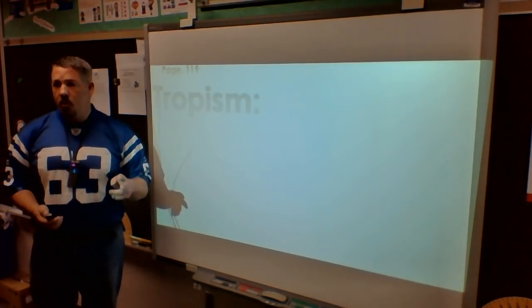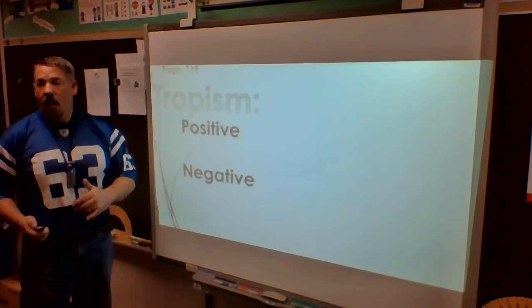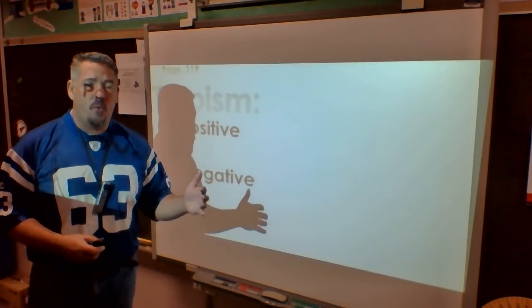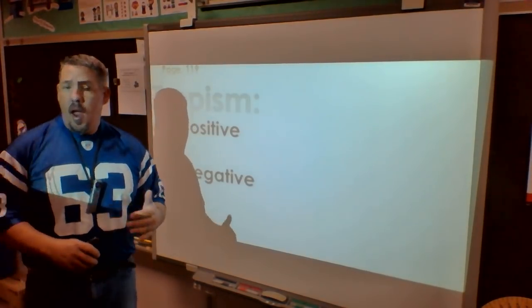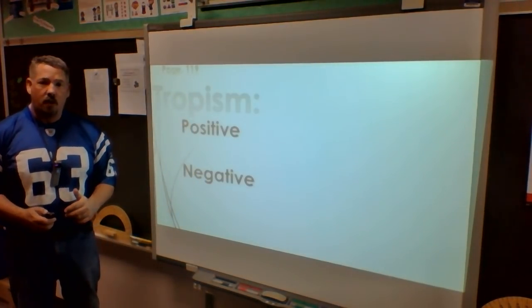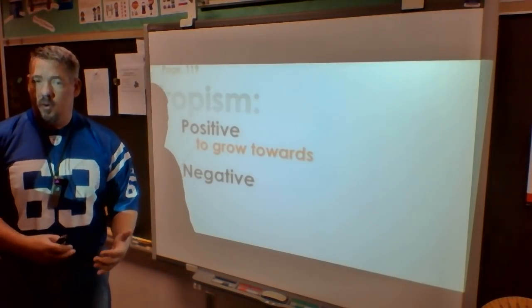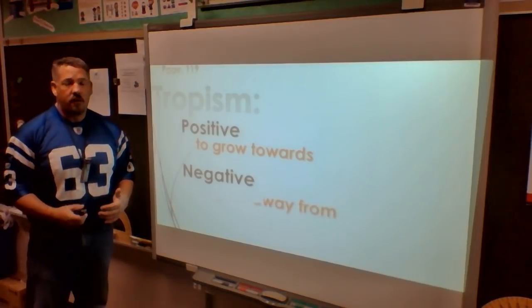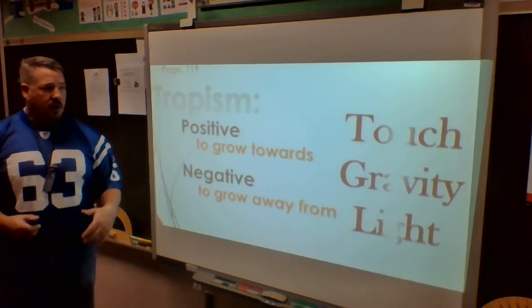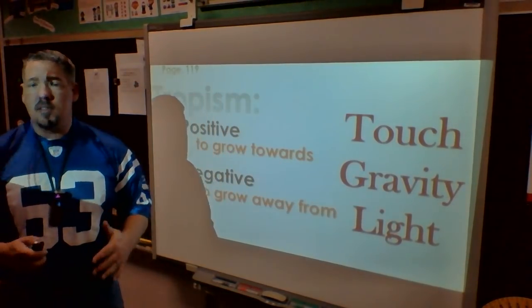And we have two different types of tropism. We have a positive tropism and we have a negative tropism. Now this is a term that you're going to hear from this point forward anytime you talk about plants and their growth in sciences throughout all of your education career. So when I talk about positive, we're going to talk about that it's going to grow toward, and when we talk about negative, it's going to grow away from or move away from. We actually have movement that's going to happen when it comes to touch, gravity, as well as light.